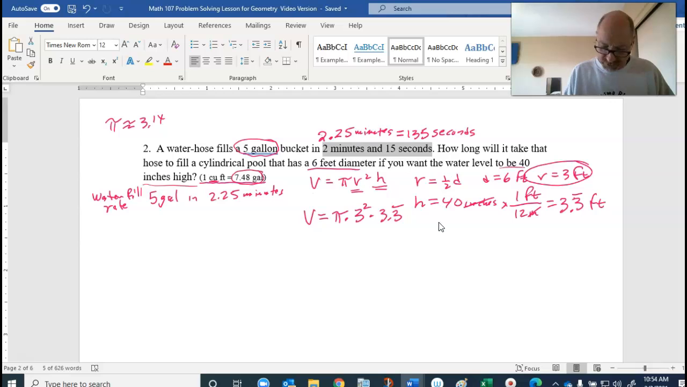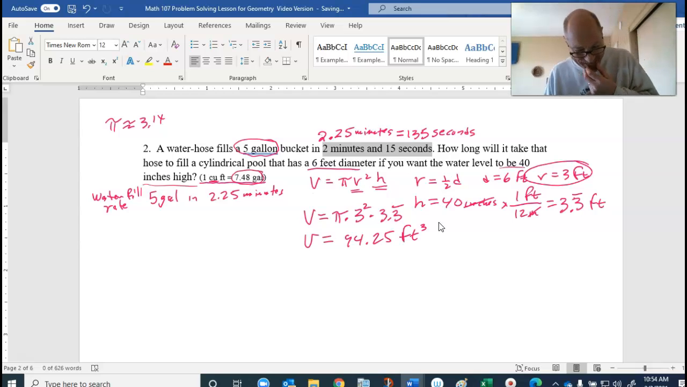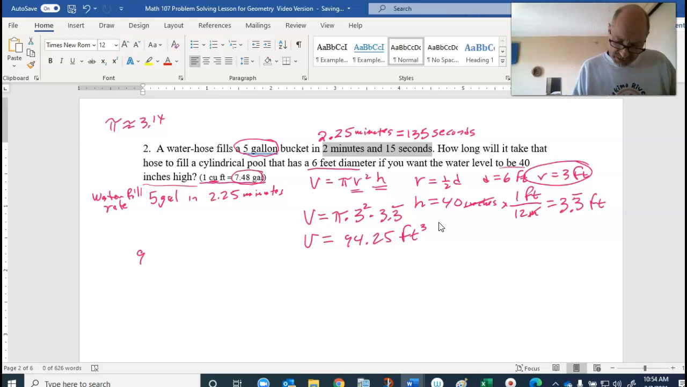So how really precise should we be there? I'm going to round off anyway. I'm just going to say 94.25, and I'm going to use that. That's cubic feet. So now I've got 94.25 cubic feet. I'm going to multiply that. I'm going to convert that so I have gallons instead. So I want to have cubic feet down here and gallons up here. And that's 1 cubic foot is 7.48 gallons.